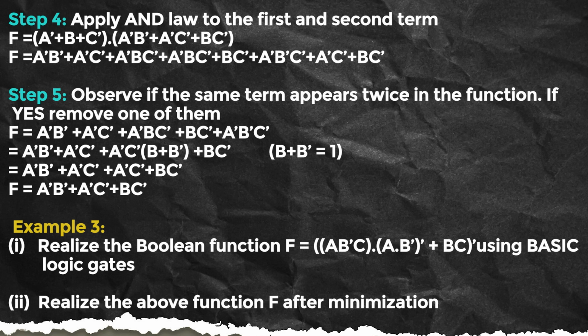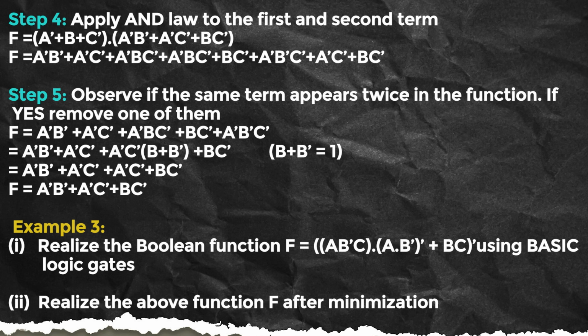In step 5, what we will do is that if there are two terms which are replicated, appearing twice in the function, then you can remove one of them. So we know that A + A is equal to A. So finally we will get an expression F is equal to A bar B + A bar C bar + A bar BC bar + BC bar + A bar B bar C bar.